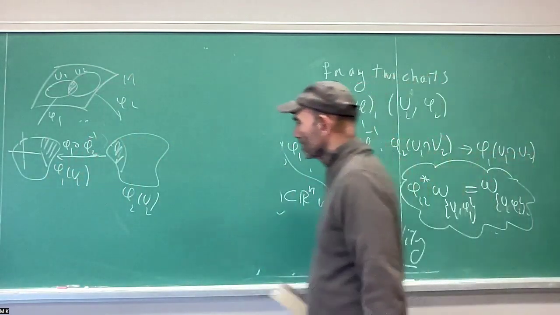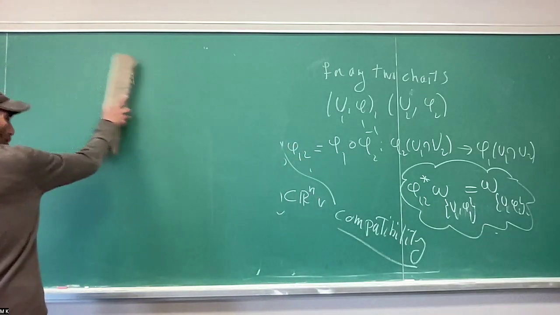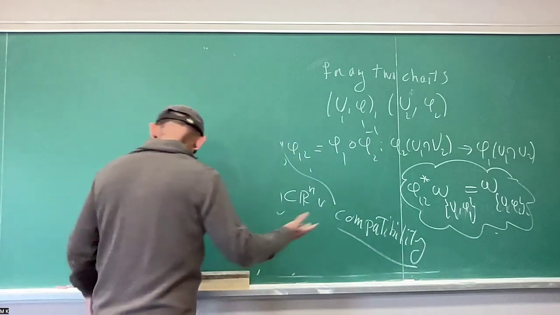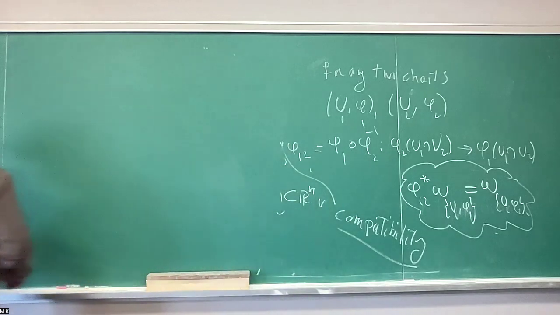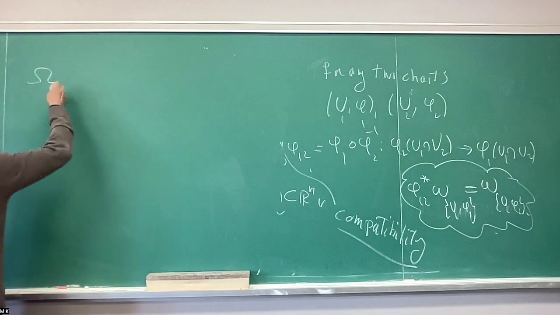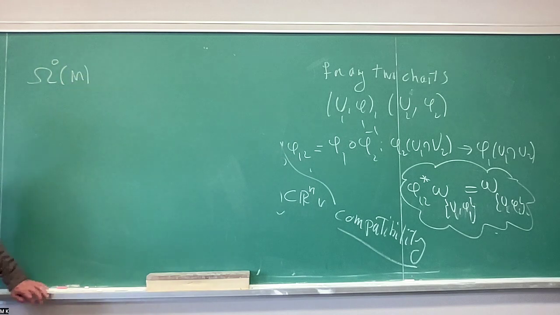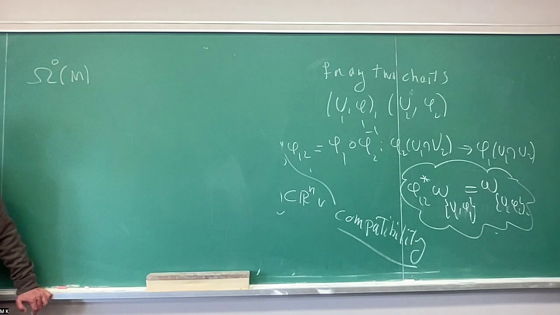Okay. So with this we can define forms. I'm going too fast, but you see the ideas. Of course, Omega 0 of M. What is Omega 0 of M now? Here's something actually to think about. What is Omega 0 of M now?